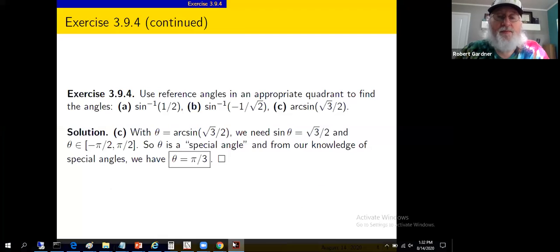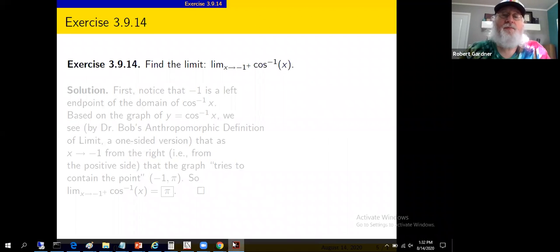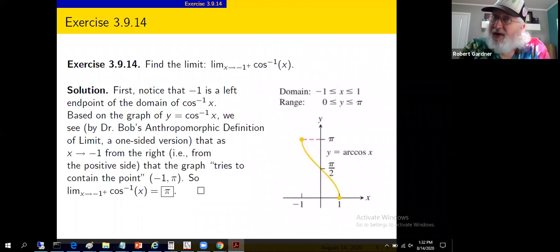Let's do another one. Let's also do number 14 while we're here. Ooh, a limit question. Find the limit as x approaches negative 1 from the positive direction of the cosine inverse function. Okay. I'm pretty much lacking in limit knowledge of these functions, but I know how to graph them. So we were given the graphs, so I tell you what, let's analyze this by looking at the graph, and let's go back to Dr. Bob's anthropomorphic ideas about limits, about trying to pass through a point or trying to contain a point.